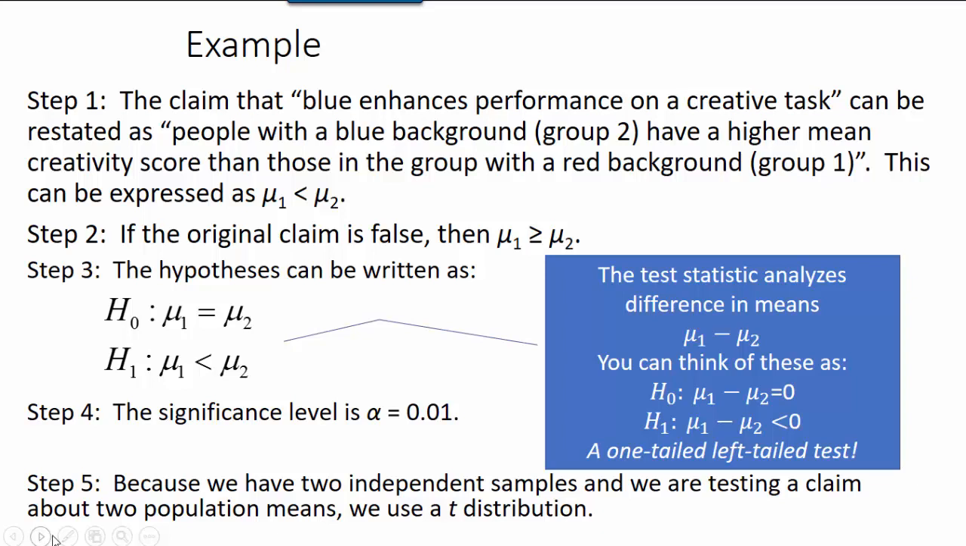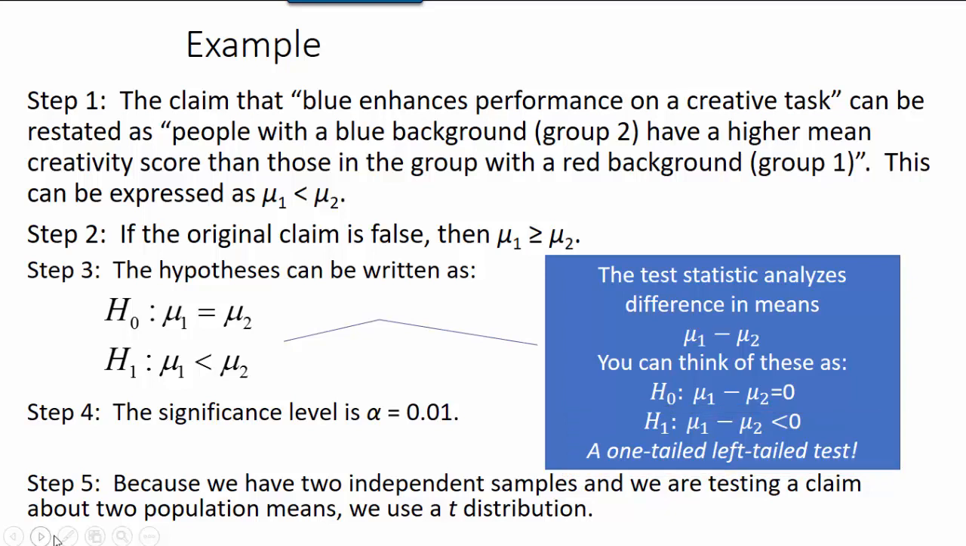Now, the test statistics that we're going to use analyze the difference in the means. Remember, they had a mu1 minus mu2 in them. So it's helpful to think of the null hypothesis in this case, if you subtract mu2 over to the left, as mu1 minus mu2 being 0. That means the same thing as mu1 equaling mu2. And then the alternative hypothesis is really saying that if you subtracted mu1 minus mu2, you would get something less than 0, a negative number. So a one-tailed, left-tailed test is what we're looking at here, because we're looking at the value mu1 minus mu2 being less than 0. Remember that our significance level is alpha equals 0.01, that was given to us.